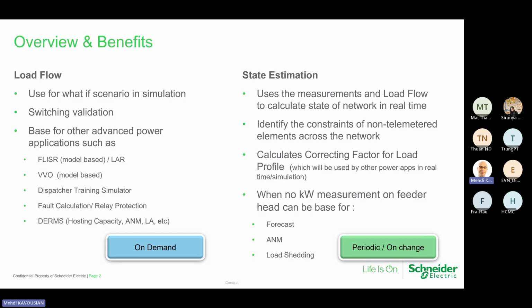Also, forecast generation protection is again not in your scope, but they could also use load flow. DERMS, for example, we can have capacity, active network management, and look ahead. So FNA is for look ahead for the future.